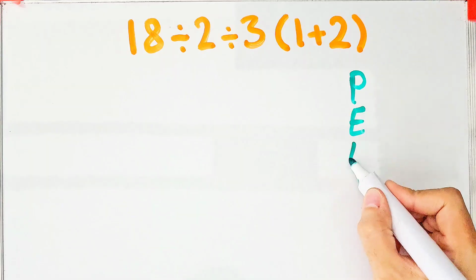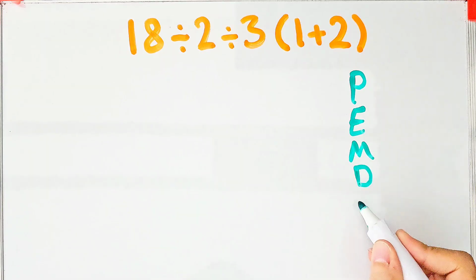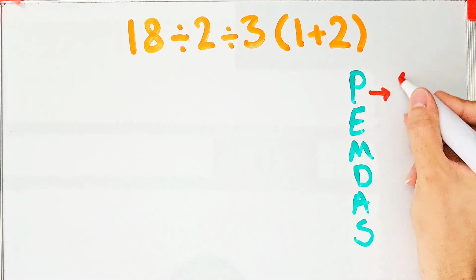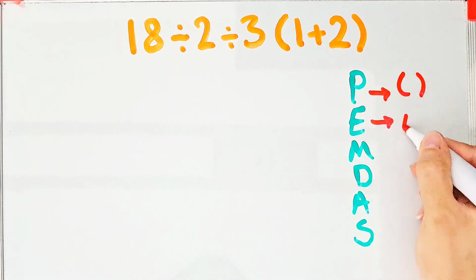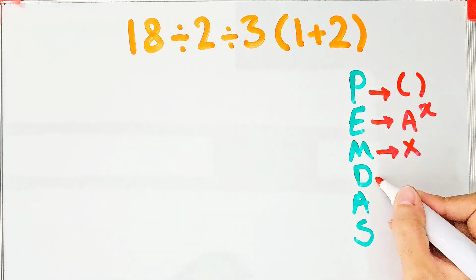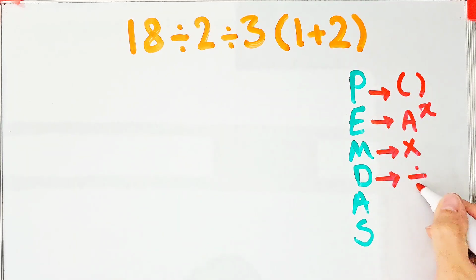PEMDAS shows the priority of the mathematical operations. If you don't pay attention to this rule, you get the wrong answer. In this rule, P stands for parentheses, E stands for exponents, M stands for multiplication, D stands for division, A stands for addition, and S stands for subtraction.